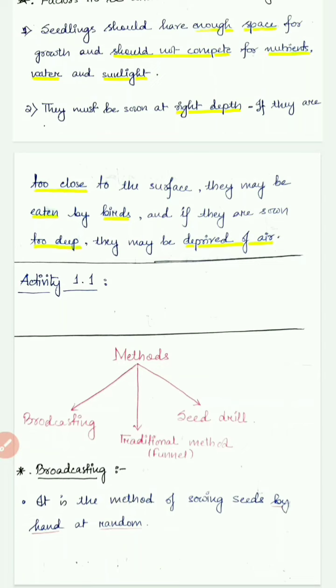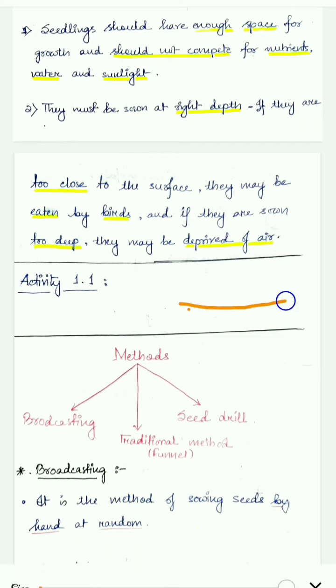So what does the second point say? While we sow the seeds, we must be careful about the depth. Suppose you have sown a seed too close to the surface. What will happen? The seeds will be eaten by the birds. So we must be careful about the depth of the seed. What will happen if the seeds are sown too deep? The seeds will be deprived of the air.